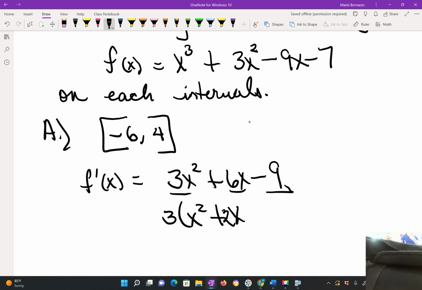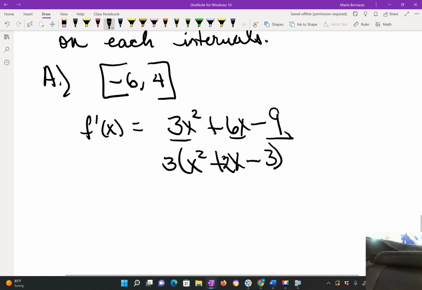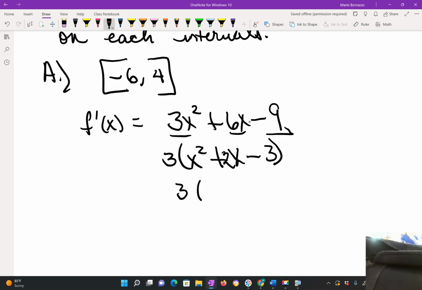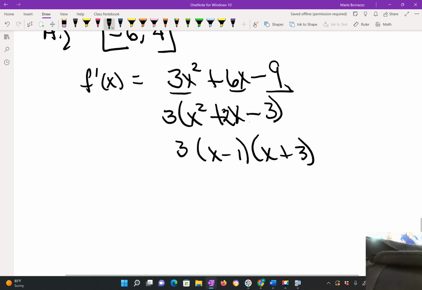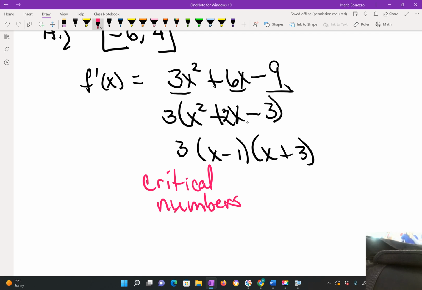2x, x squared plus 2x minus 3, which I can now factor further, and I get 3 parentheses x minus 1 times x plus 3. All right. So my critical numbers, pay attention to this, I'm going to write them in red. The critical numbers for this particular function are x equals 1 and -3.